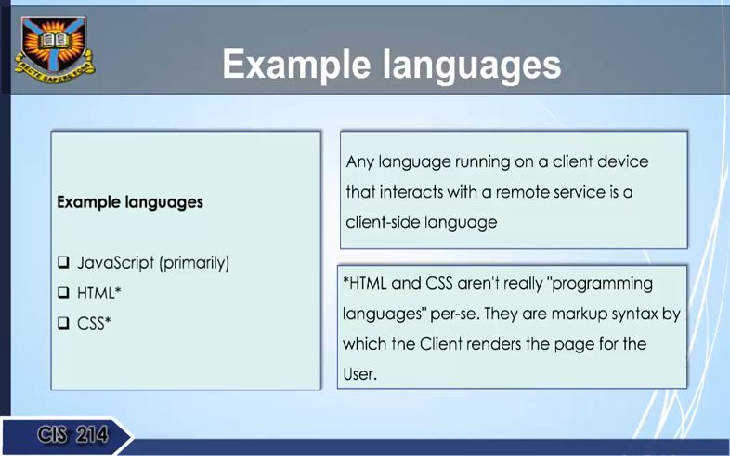Example languages: JavaScript primarily, HTML, CSS. Any language running on a client device that interacts with a remote service is a client-side language. HTML and CSS aren't really programming languages per se.